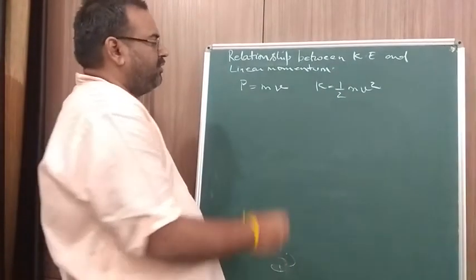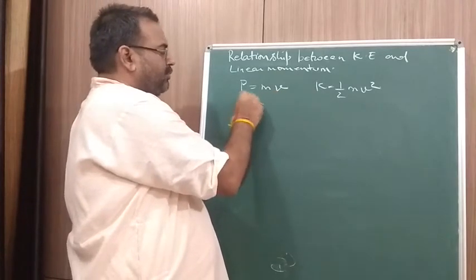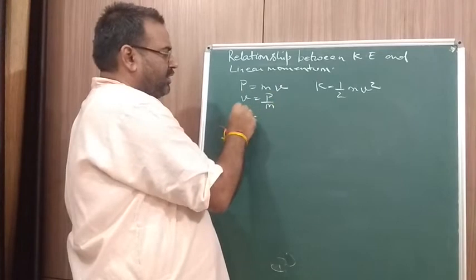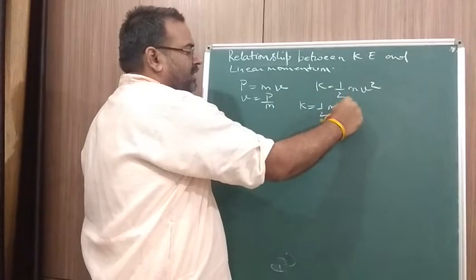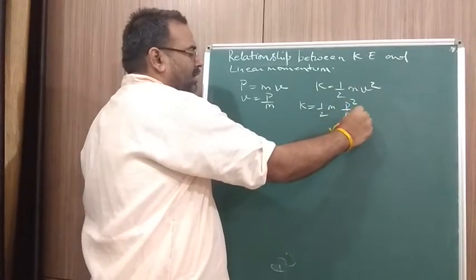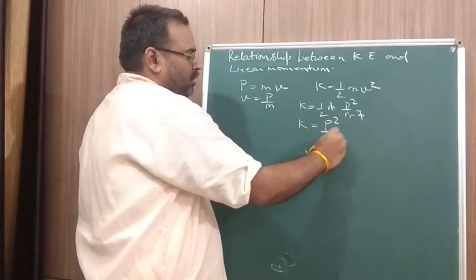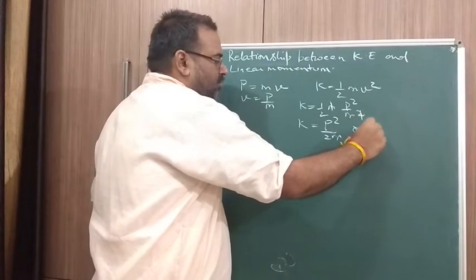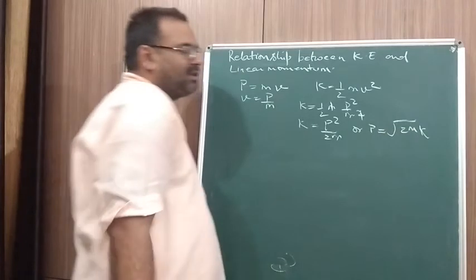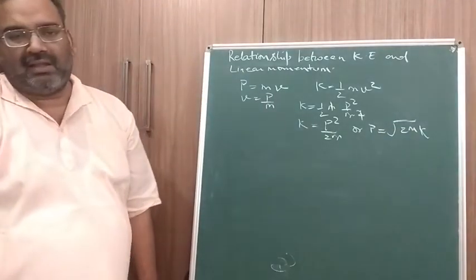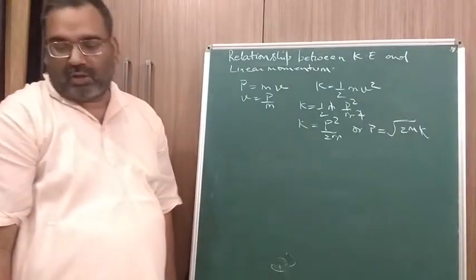So instead of m, we can write... instead of v, we will put p. V is equal to p upon m. So v square, we have the relation here: kinetic energy equals half m into p square upon m square. One m gets cancelled from here. K is equal to p square upon 2m, or P is equal to under root 2mK. This is the relationship between the kinetic energy and the linear momentum. Okay, P is equal to under root 2mK, or K is equal to p square upon 2m.